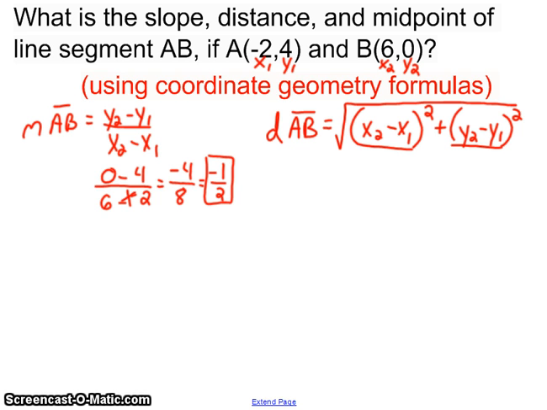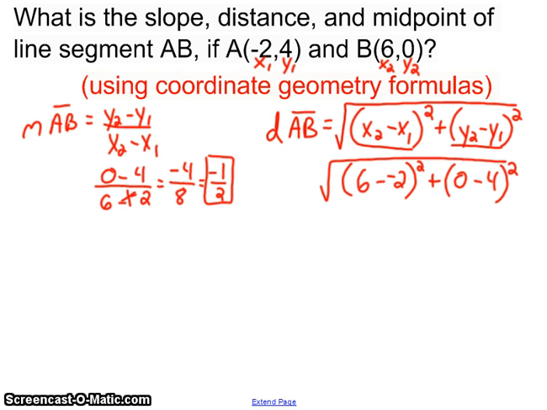Okay, now let's plug into the formula. You take your square root, your x2 is 6, minus your x1, which is negative 2, we're going to square that, plus y2 is 0, y1 is 4, and we're going to square that. Okay, now you definitely have to use your PEMDAS rules, which says to do everything inside parentheses first. Okay, so 6 minus negative 2 again really means 6 plus 2, which is 8 squared, plus 0 minus 4 is negative 4 squared, and then we bring down the square root.